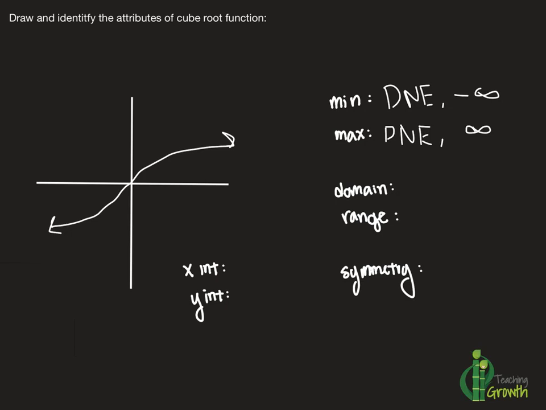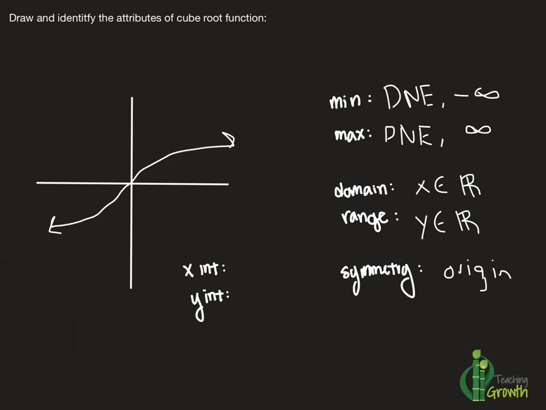So the domain of this function is going to be that x belongs to the set of all real numbers, which is written with these symbols. And the range as well will be written that y belongs to the set of all real numbers. So the next category of attribute that we're going to be going over is called symmetry. And something that you'll notice about the cube root function is that it is symmetrical about the origin. So we will write origin for symmetry.